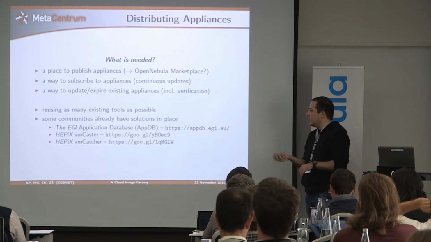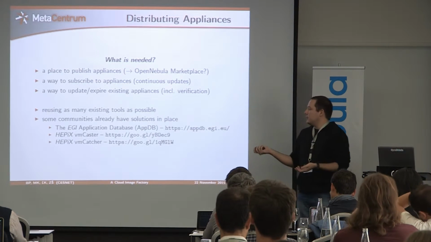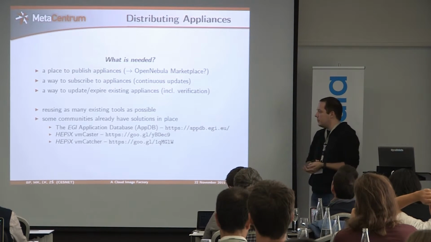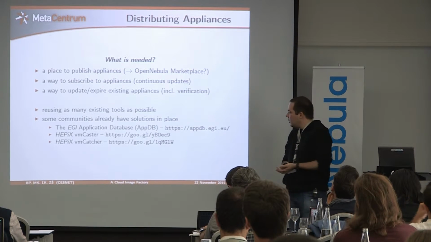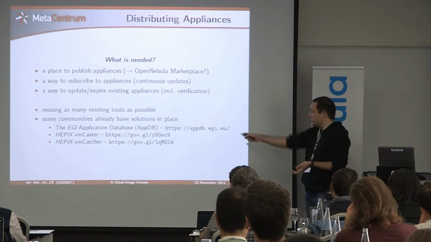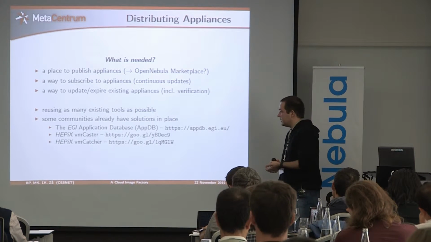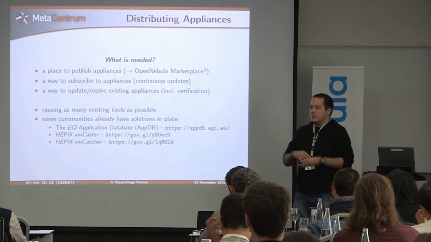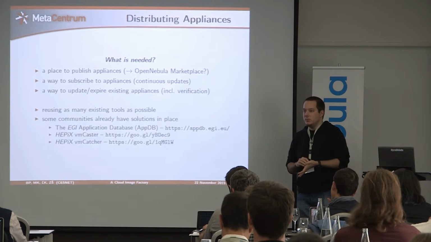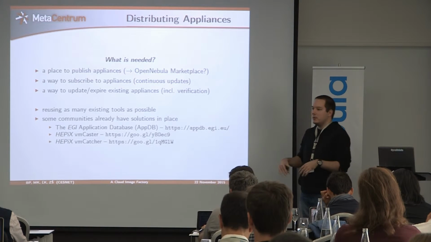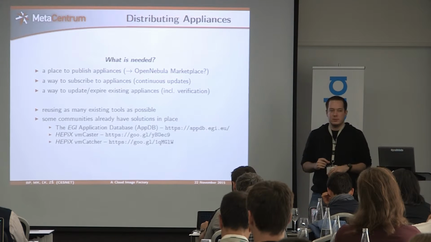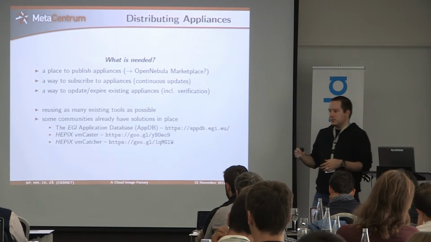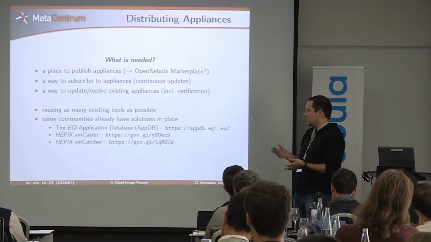In the case of EGI, they are using the EGI application database and some tools provided by the high energy physics community, HAPIX, VMcaster, and VMcatcher. If you are interested, you can look at those links and read more about those. They are basically a distribution system which ensures image integrity and thus endorsement, and works with X509 certificates and signatures. So you can actually ensure that the image that has arrived is trusted. You can check the signature and stuff like that.